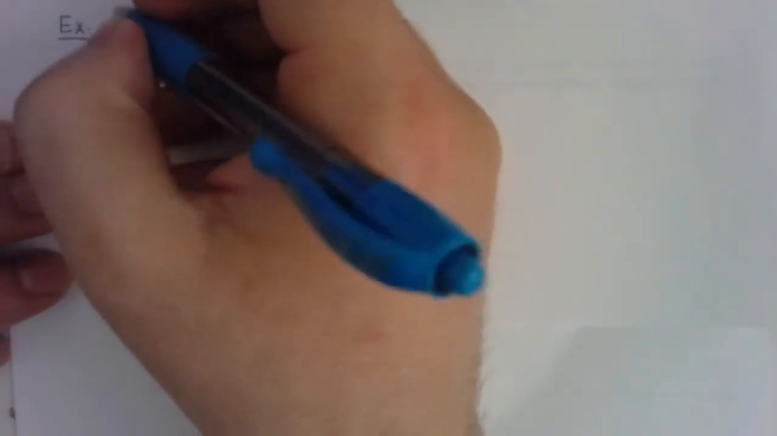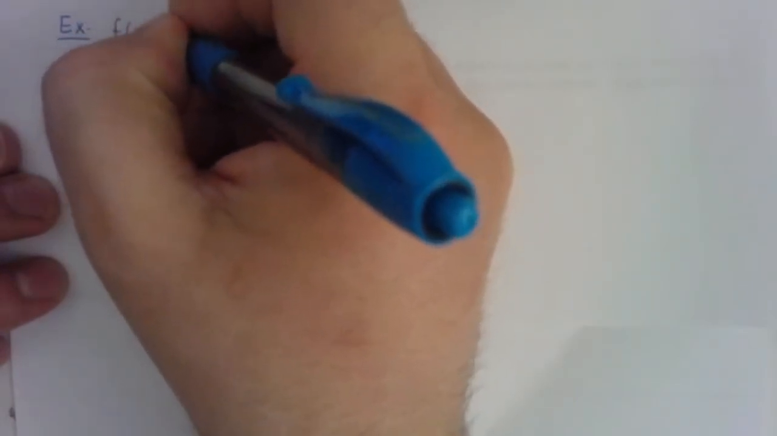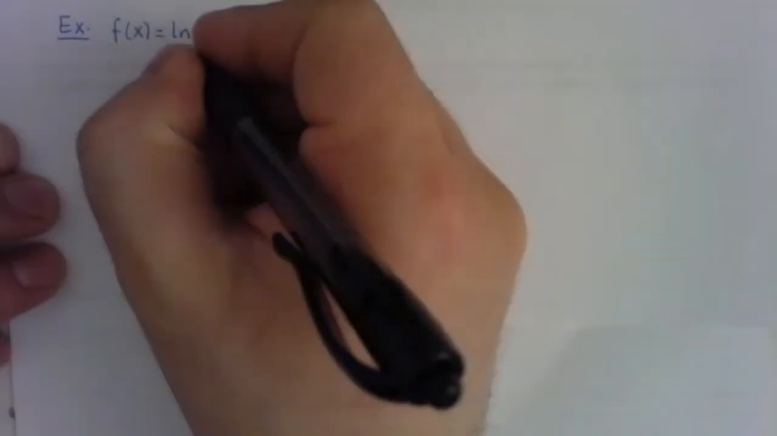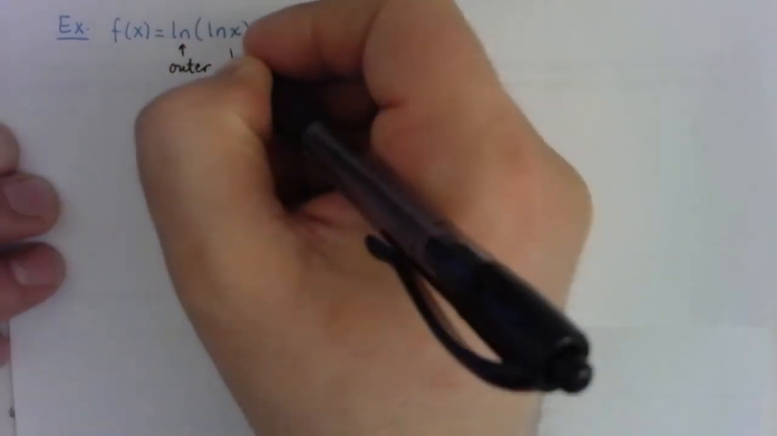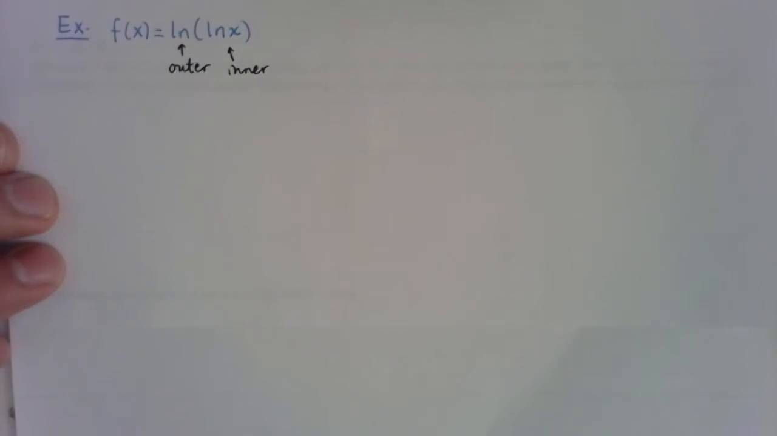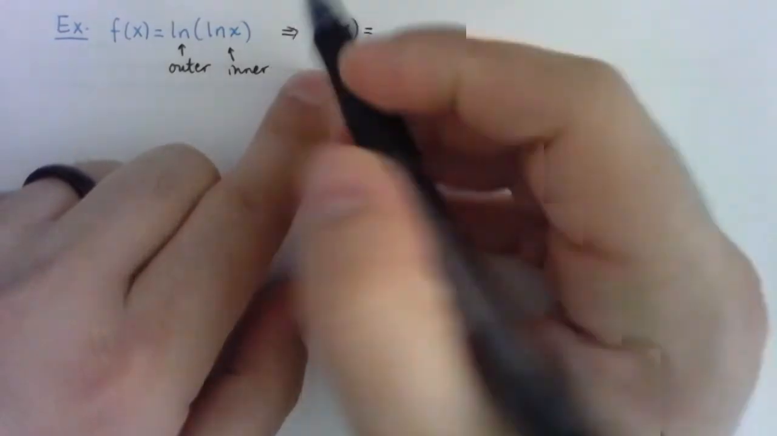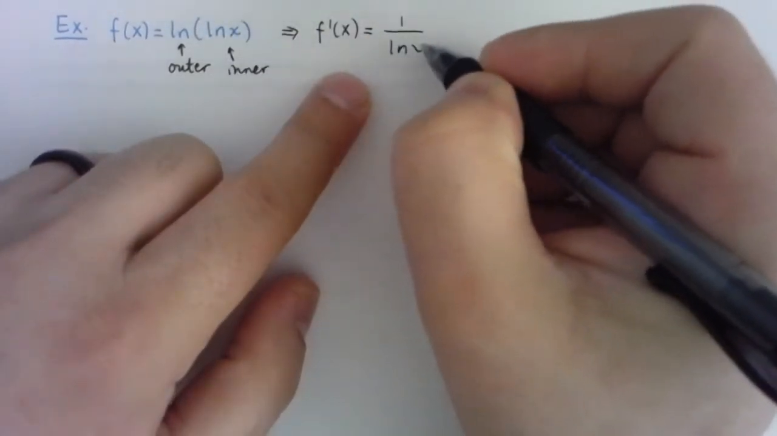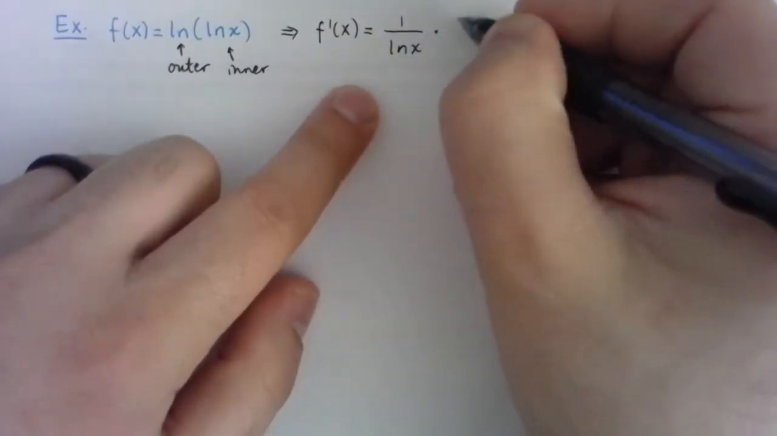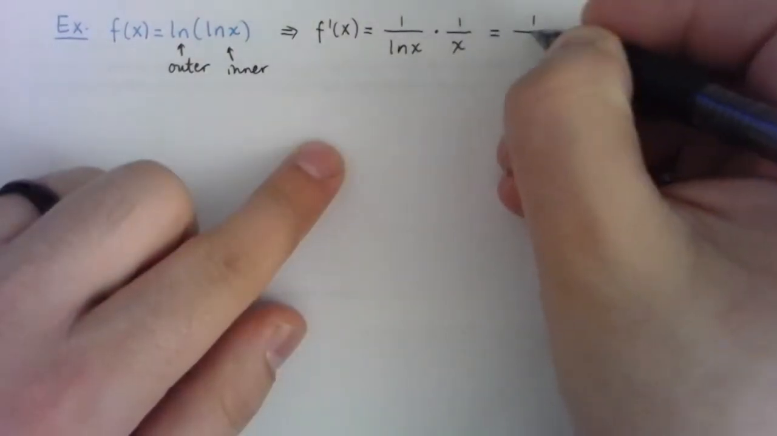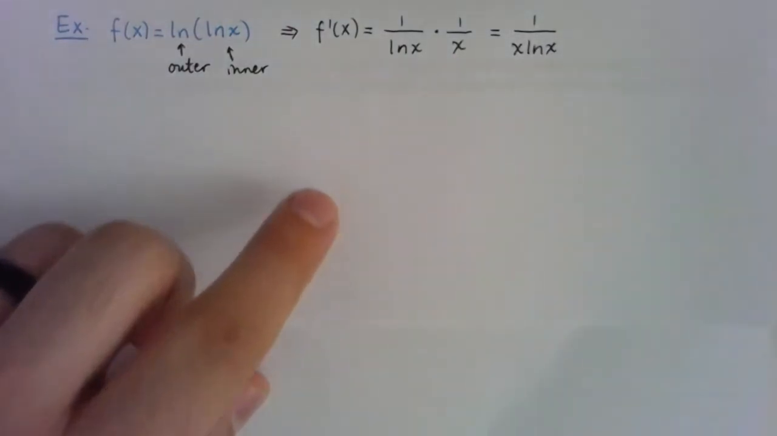Okay, we have some more examples. Here's another example. You want to take the derivative of f of x equals ln of ln x. In this case, the outer function is ln and the inner function is also ln. So when you take f prime, the derivative of ln is 1 over x, but you keep ln x inside, so it's 1 over ln x, times the derivative of ln x, which is 1 over x. If you combine this, it's going to be 1 over x times ln x.